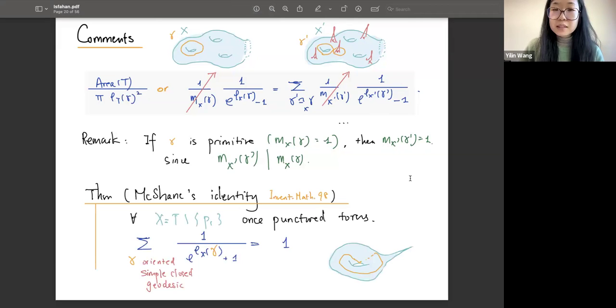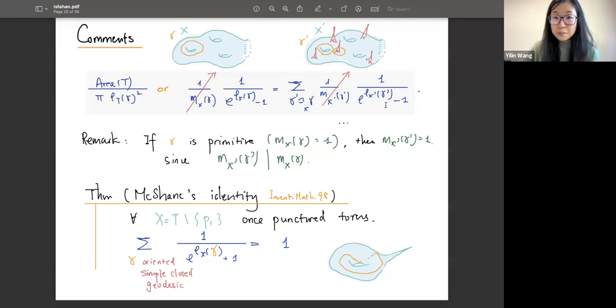And this formula is reminiscent of a famous identity of McShane, proved almost 30 years ago. This is the simplest version of it. It says that if you take this once-punctured torus, torus minus 1 point, it's a hyperbolic surface. And if you sum over all the simple closed geodesics, now the function is 1 over exponential length plus 1, then it's always equal to 1.